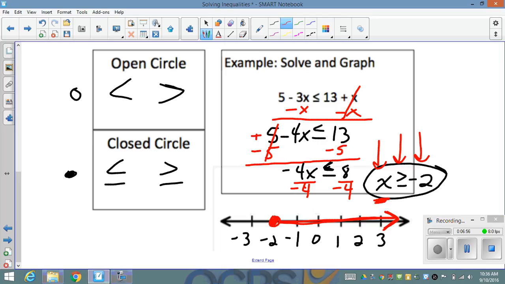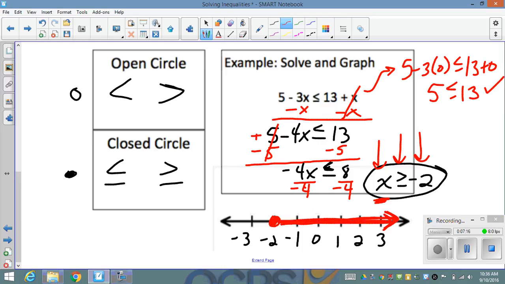That is true. If I come back to my original and plug in 0, 0 is easy to check because it gives you 0. Right? So here I have 5 minus 0 and 13 plus 0. 5 is less than or equal to 13. It's true. So all my ones that are shaded on my number line here make the inequality true. By the way, that includes my fractions and my decimals. So 2.25 makes it a true statement. That's why we're shading all of those values.